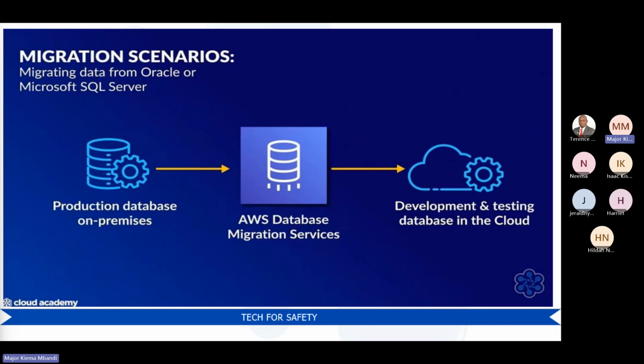Migrating data from Oracle or Microsoft SQL Server, you can use DMS, Database Migration Service. For a production database on-premise, you can use DMS. Of course, an agent will still be installed in your premise. The agent does an assessment, and then you can connect and perform the migration to development and testing in the cloud. It's not a good practice; you cannot migrate directly to production.